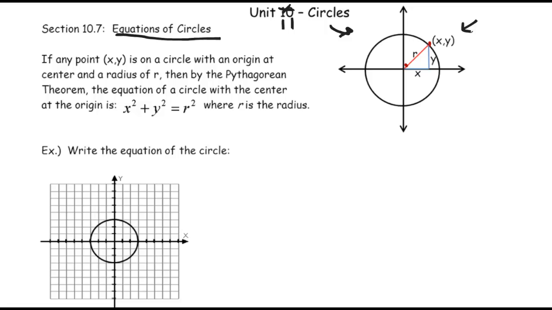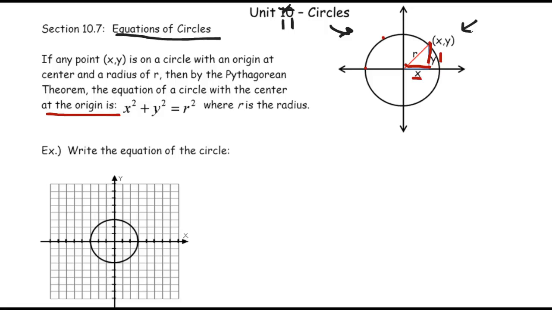Well, we've used the Pythagorean theorem. But what this gives me is an equation. If I square x and I square y and add them together, I will get r squared. So x squared, that's the distance here on the bottom, plus y squared, that's the distance up here, is going to equal r squared. So that is the equation of a circle with the center at the origin: x squared plus y squared equals r squared. That will give me any point along this circle.